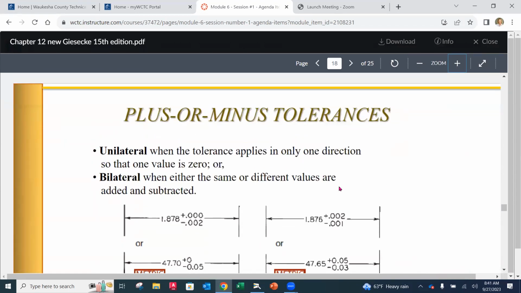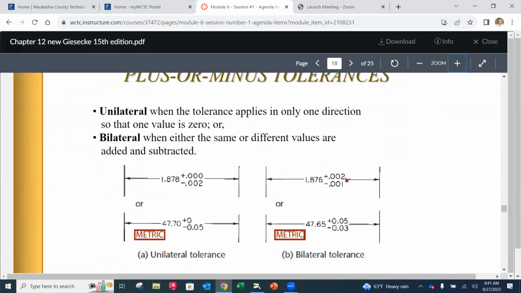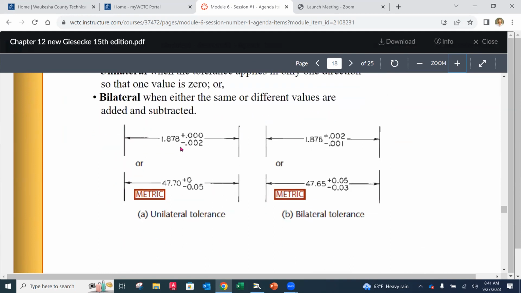Plus and minus tolerances. These are very typical. Now, when we look at plus and minus tolerances, they can also be unilateral or bilateral. Okay, let's look at examples of each. So after the nominal value, you're going to see a plus number and a minus number, and this is going to be different than what's in the title block. So we only add these when they are something other than the standard title block tolerances. So here you're going to see we have 1.878 plus 0 minus 2.